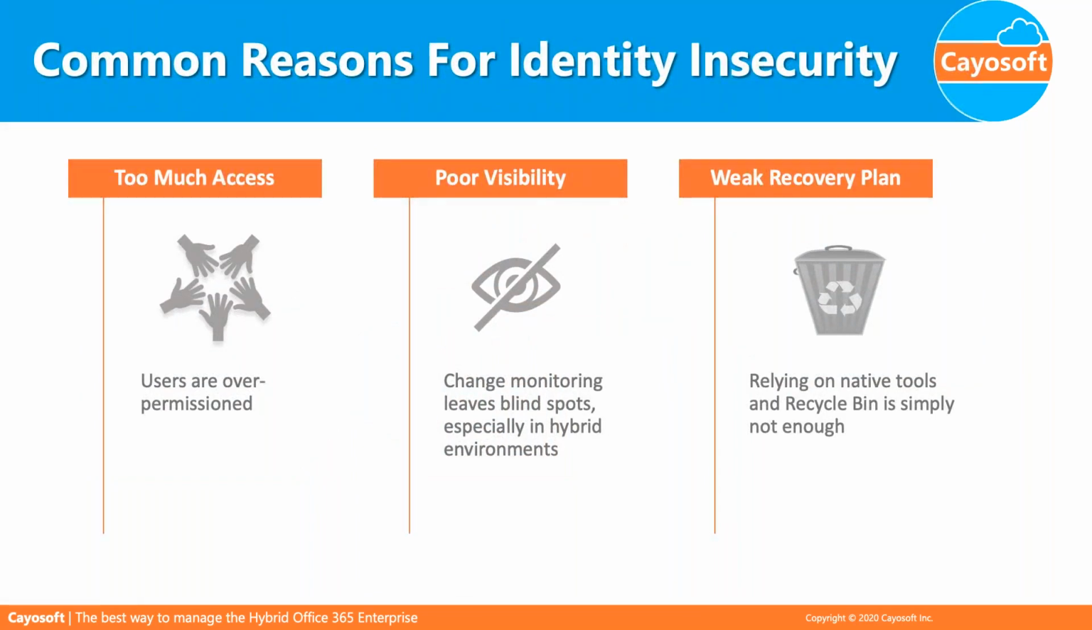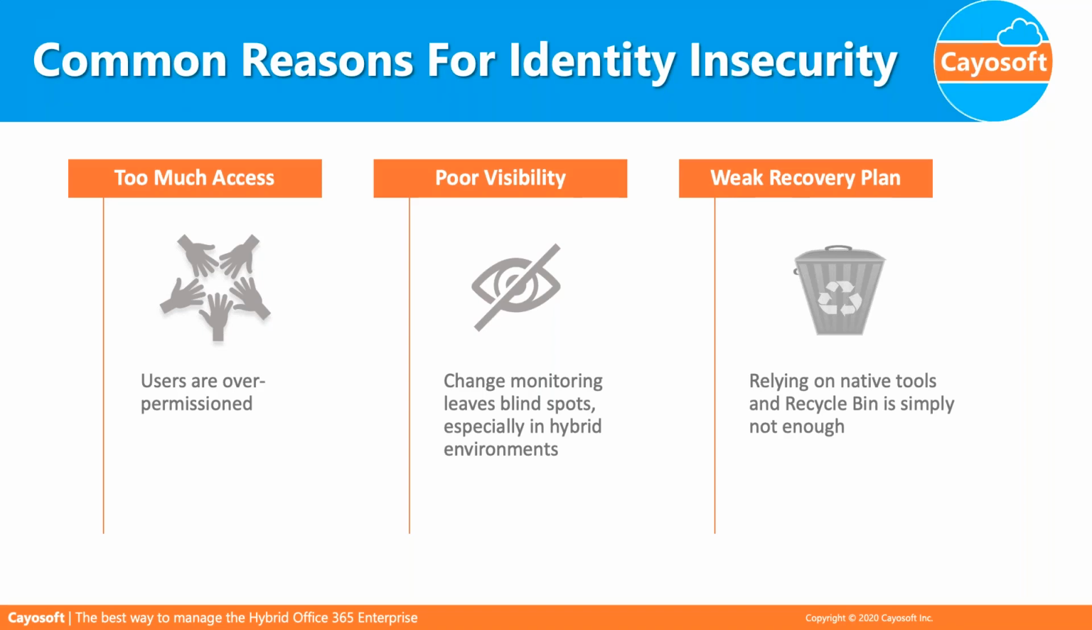Let's talk about some of the common reasons that identities are insecure. What are the reasons for identity insecurity? I touched on one briefly already, which is too much access. Users are over-permissioned, generally with good intentions of helping people get stuff done, and they remain with too many permissions. Another is poor visibility, particularly in hybrid environments. Figuring out what's changed, what permissions have changed, what things are different, can really leave you vulnerable. You can have blind spots, where you just don't see something, and you can't protect yourself from it.